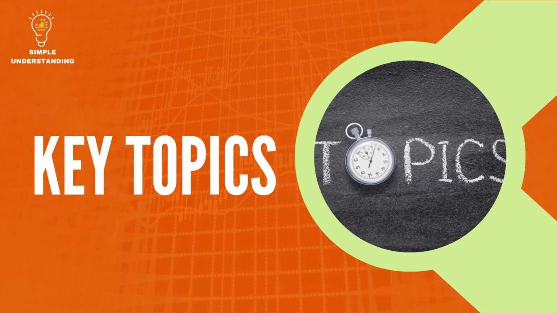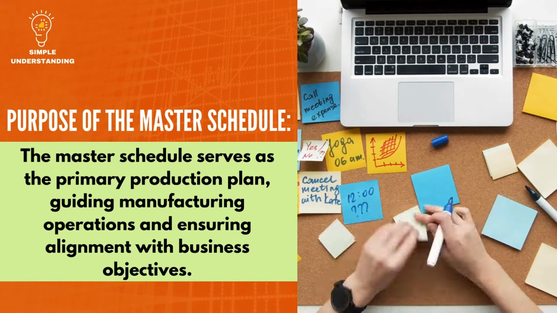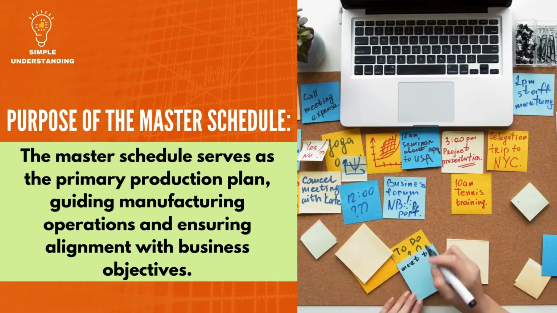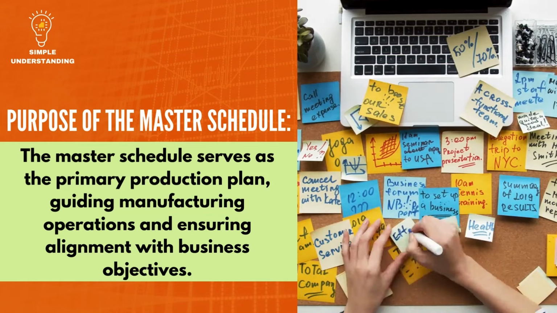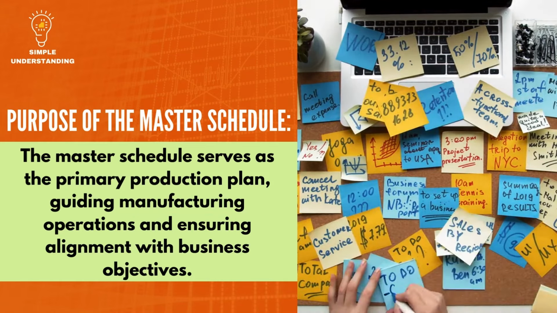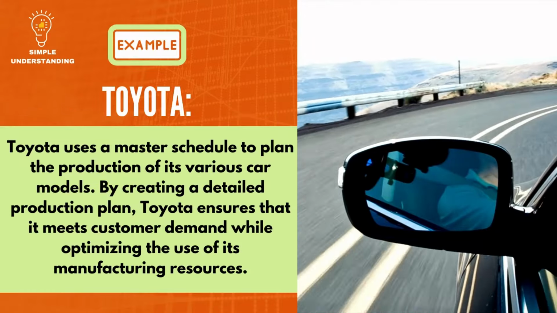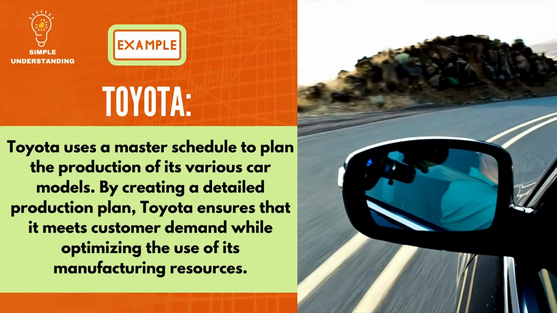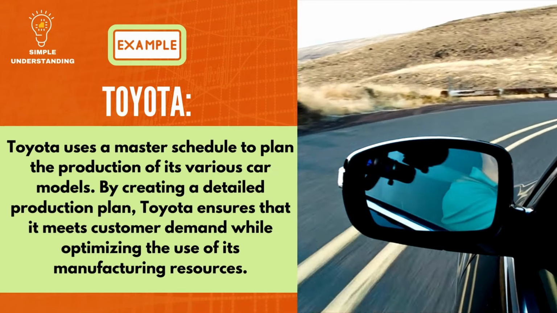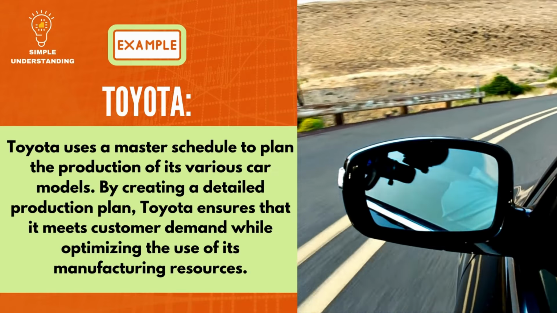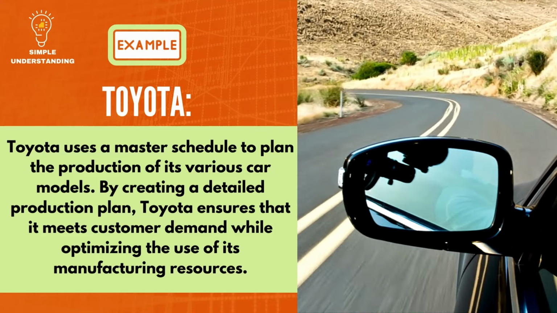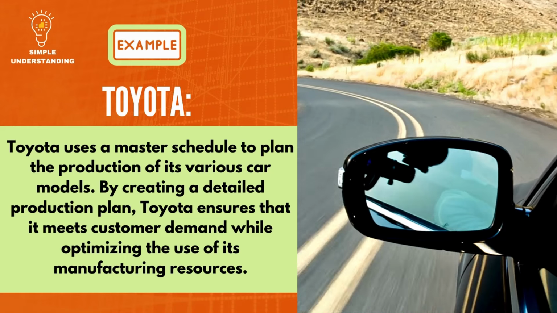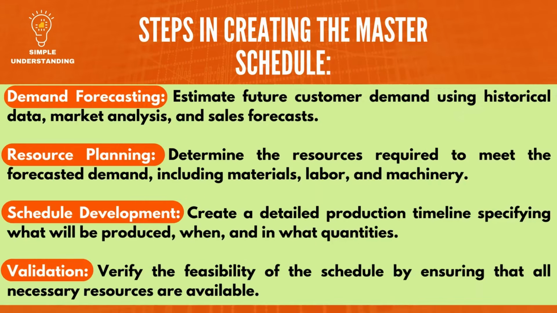Key topics. 1. Purpose of the master schedule. The master schedule serves as the primary production plan, guiding manufacturing operations and ensuring alignment with business objectives. Example: Toyota. Toyota uses a master schedule to plan the production of its various car models. By creating a detailed production plan, Toyota ensures that it meets customer demand while optimizing the use of its manufacturing resources.